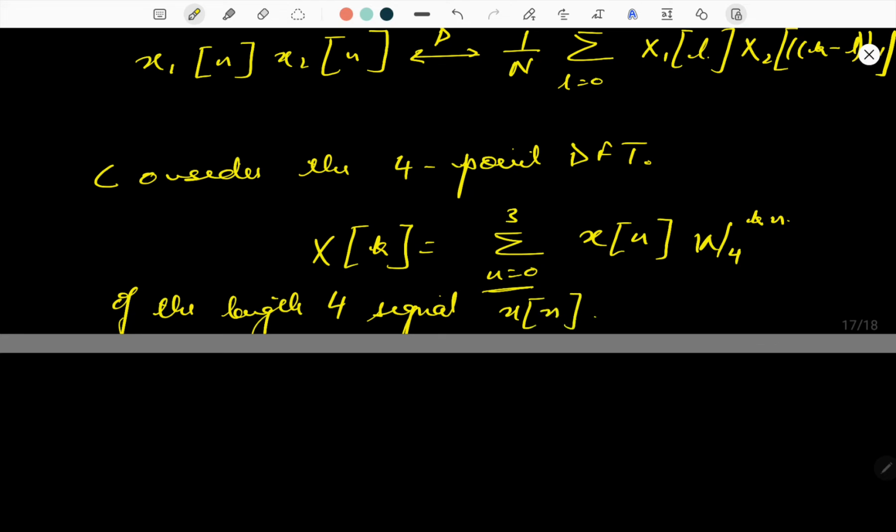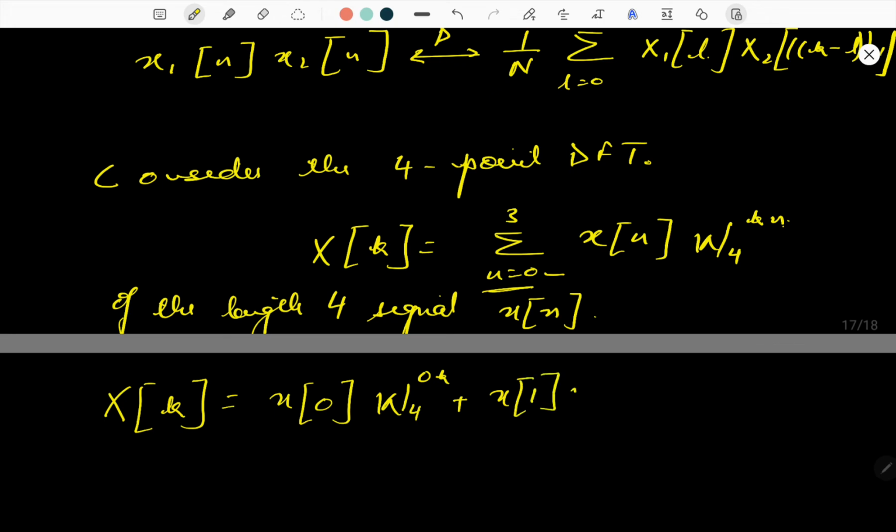We can write down the discrete Fourier transform of this, if we extend it, as X[k] equals x0 W4^(0k), because first we have taken n equals 0, plus x1 W4^(1k) plus x2 W4^(2k) plus x3 W4^(3k). Okay, like this.